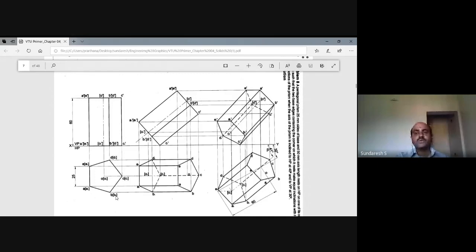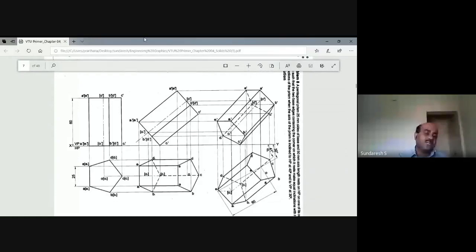Therefore, once you draw the top view of a prism, you should be in a position to imagine that when that prism is seen from the front, we can see two rectangular faces of the prism. So that is the front view.